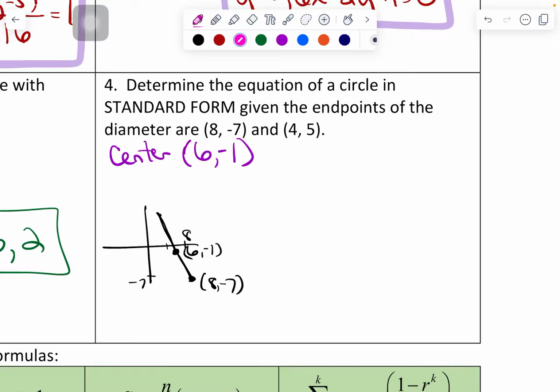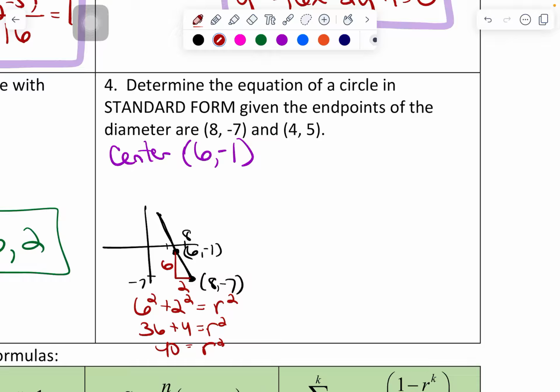So if I play connect the dots and I create a little triangle here to find that radius, my triangle vertically, I'm going from -7 to -1. So that's going to be, what is that, 6 units. And then horizontally, I'm going from 6 to 8. That's 2 units. So 6 squared plus 2 squared is equal to, I'll call it r squared. So 36 plus 4 is equal to r squared, and I'm getting an r squared of 40.